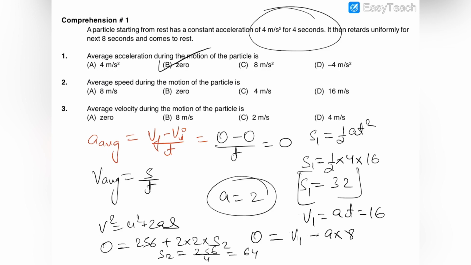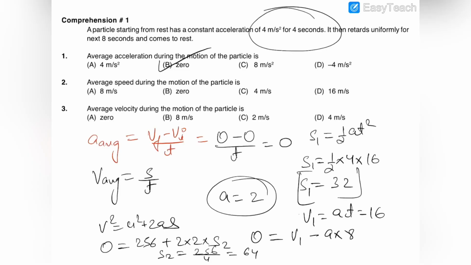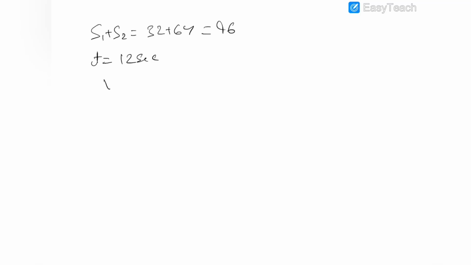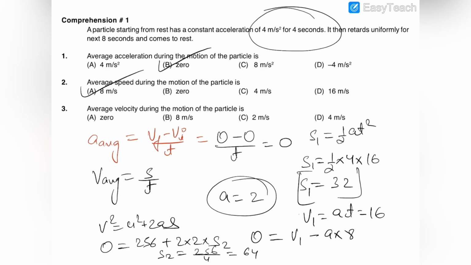So the total distance traveled by this particle is s1 plus s2, and therefore it would be 32 plus 64. So this is equal to 96. And the total time taken is 12 seconds. So t is 12 seconds. So the average speed of the particle is 96 by 12, which is 8, and this is the average speed, and therefore the correct option will be A.